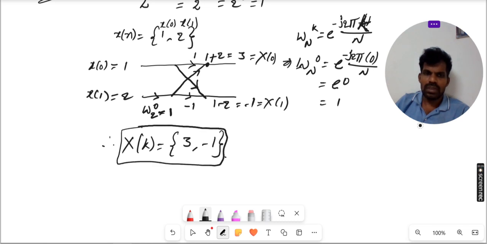In this way we are going to find the DFT for a given sequence x of n by using the DIT-FFT algorithm.